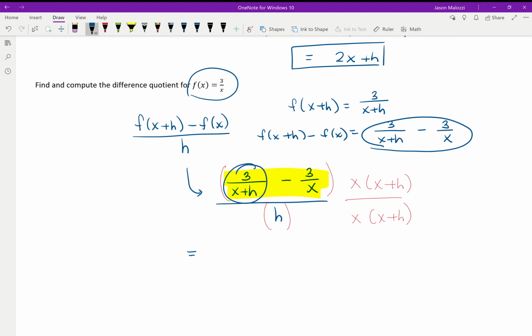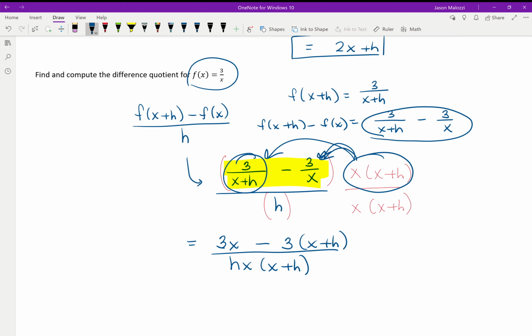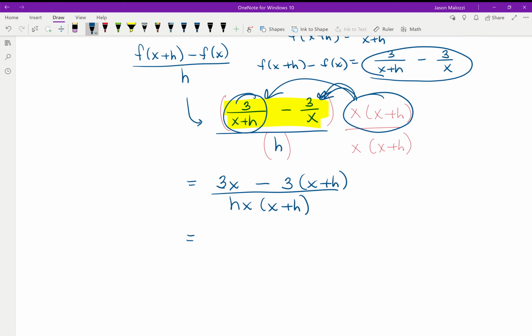So if I multiply this first term by this term, this is going to get distributed to each term here. I'm going to have a 3x times x plus h over x plus h, which is just going to give me 3x. When I distribute this term to the 3 over x, the x's are going to cancel out, and I'm going to have 3 times x plus h. And my denominator, I'm just going to leave it in this form right here. There's a good reason again, okay? So now we work on simplifying the numerator. So we have 3x minus 3x minus 3h all over hx times x plus h.